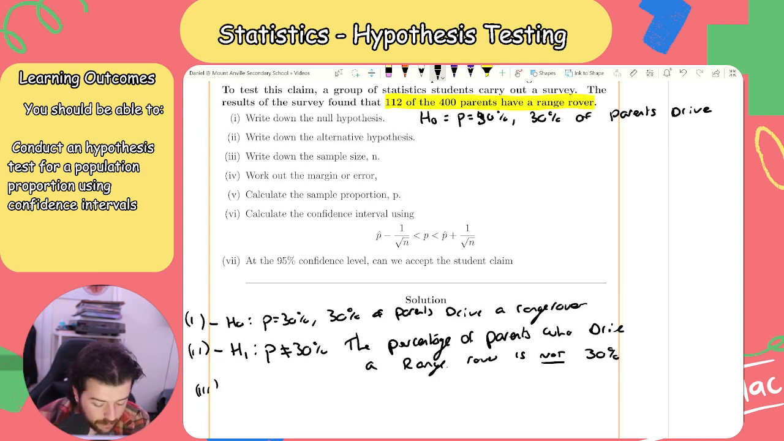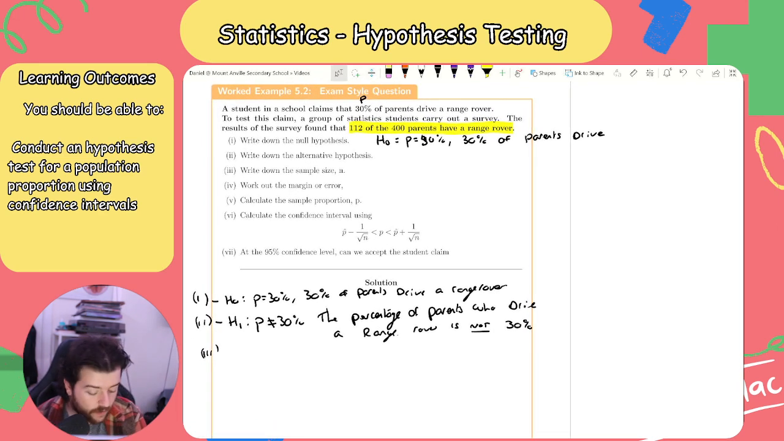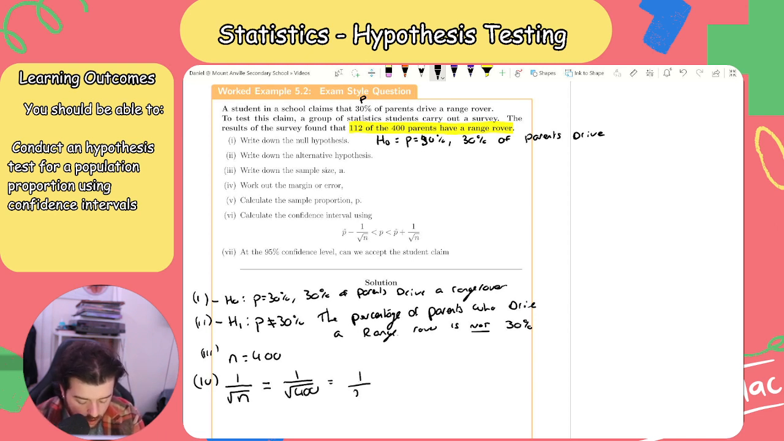Let's look at the third part. Write down the sample size. In my survey, what was my sample size? It was 400. Next, write down the margin of error. The margin of error is just 1 over root n. That's 1 over root 400, which is equal to 1 over 20, which is equal to 0.05. So my margin of error is 0.05.